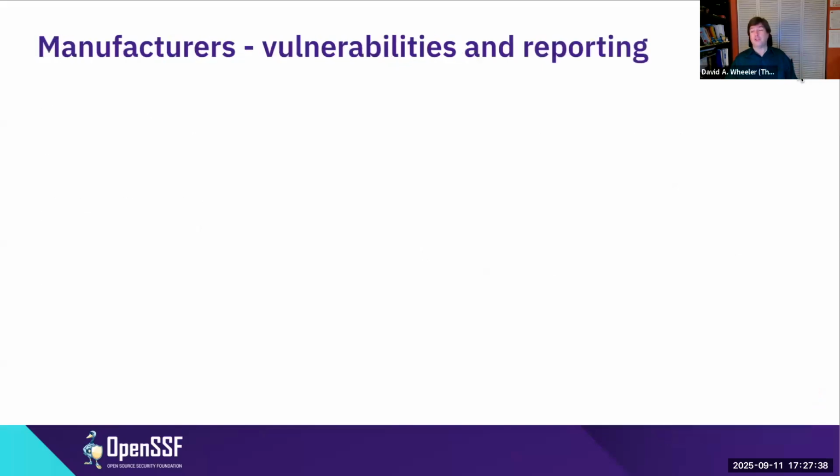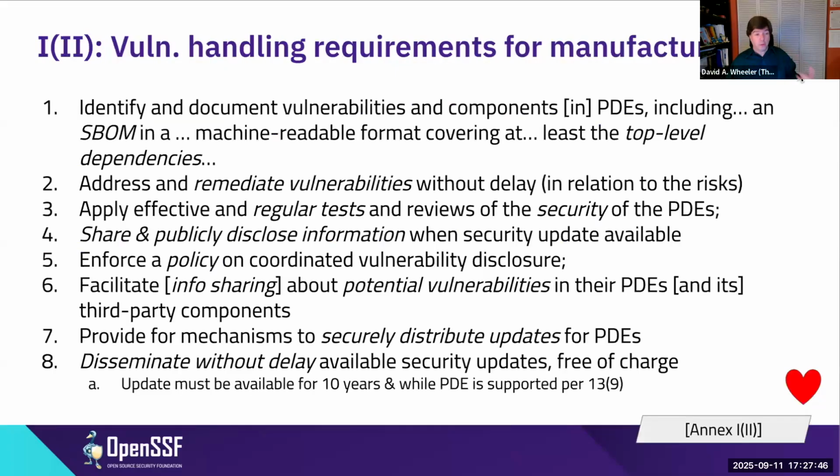Now, what about the manufacturers and vulnerabilities? Basically, the CRA is going to require a lot of things that you have to do to reduce the likelihood of vulnerabilities. If they happen anyway, there are certain requirements for handling them. Basically, again, an SBOM, you have to address and remediate vulnerabilities without delay, share and publicly disclose information, and provide those updates free of charge for at least 10 years.